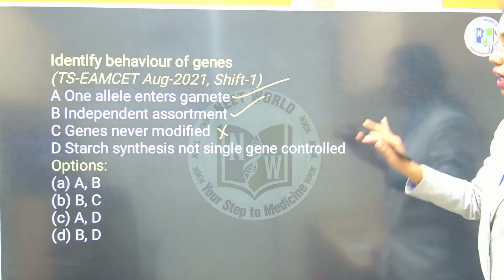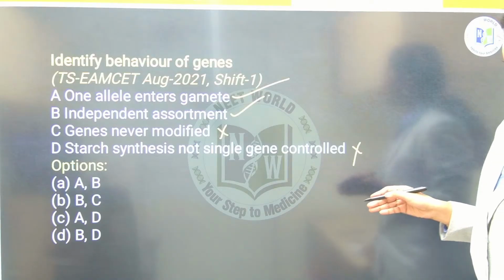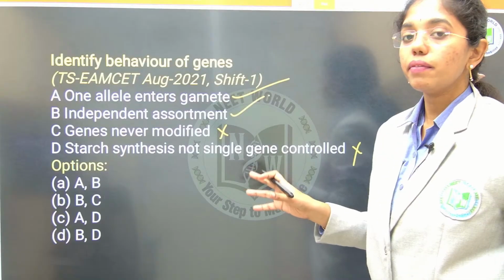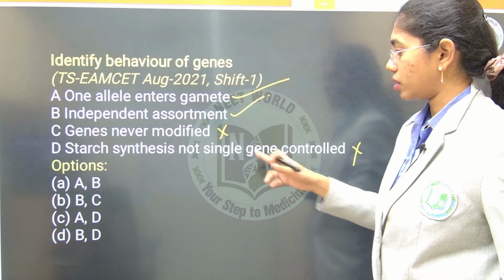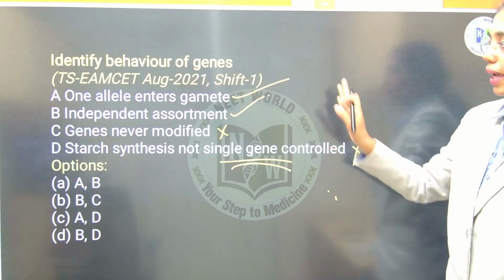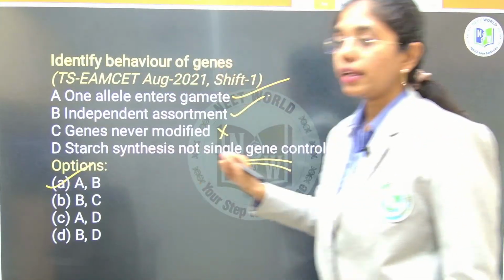Starch synthesis is not single gene controlled? No, it is controlled by a single gene, which is learnt under the concept of pleiotropy. Starch synthesis is also an example of pleiotropy, where a single gene is controlling many traits. It is controlled by a single gene only. So option D is wrong. A and B are true, which is option A. Clear, right? Any doubts anywhere?